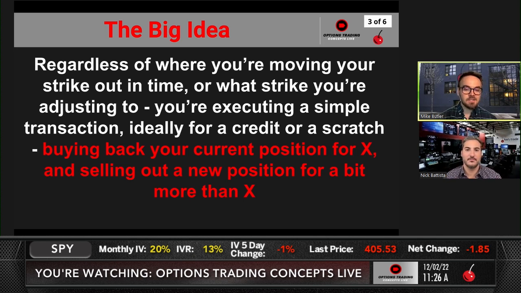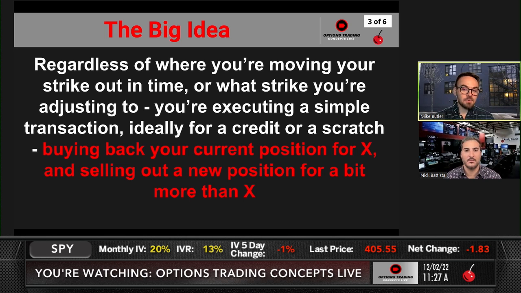But this is what we focus on, this transaction. You're buying back your current position for X value, and you're selling out a new position for a bit more than X. So when we talk about rolling for credits, as long as you are buying back your option that you're closing, and you're selling out a new option for a little bit more than what you paid to close that option, that is rolling for a credit.